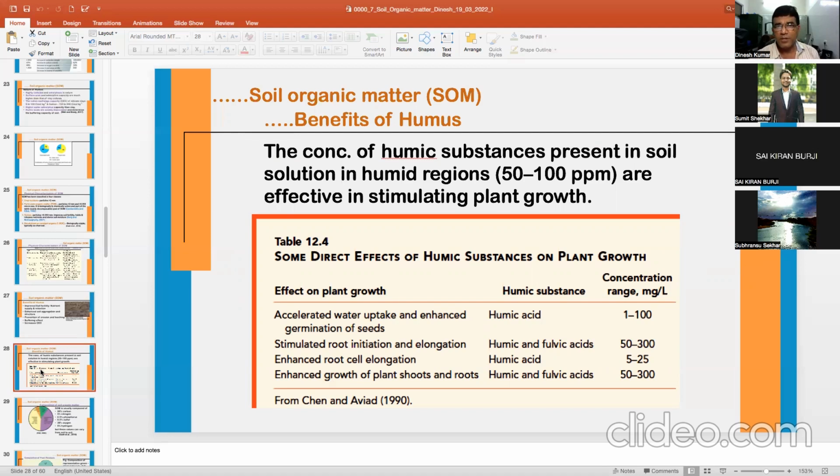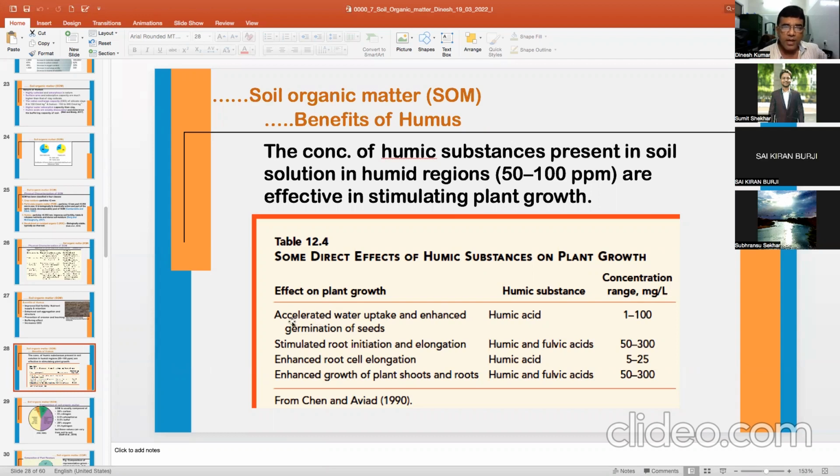So this is a very new role of humus. Of course, not a new role, but as a student, you might be knowing it for the first time, that these humic substances present in soil will influence the plant growth. You can see how they can influence the plant growth and at what concentration they can influence.